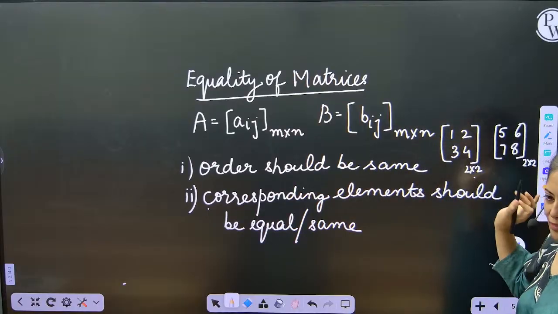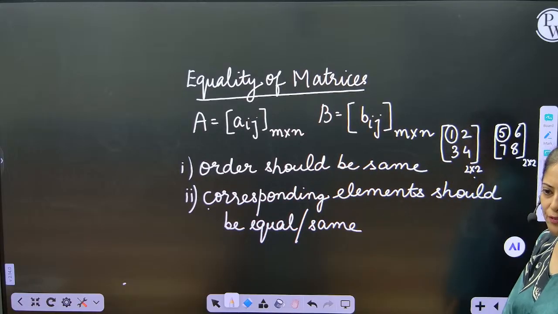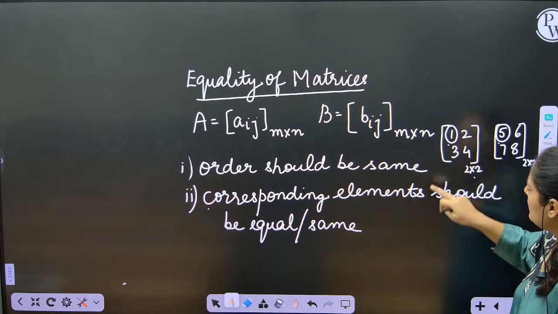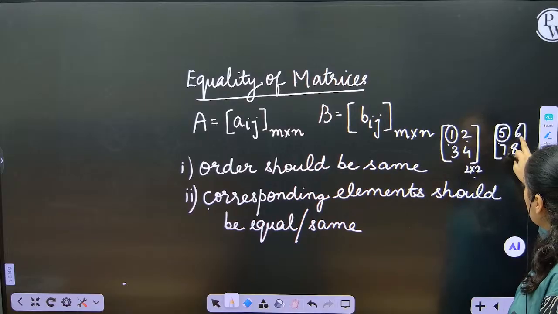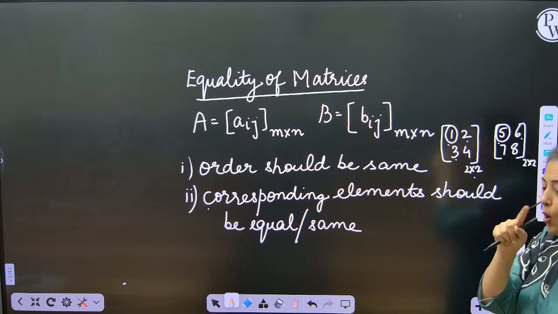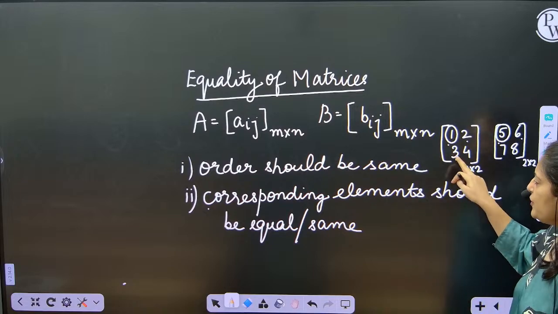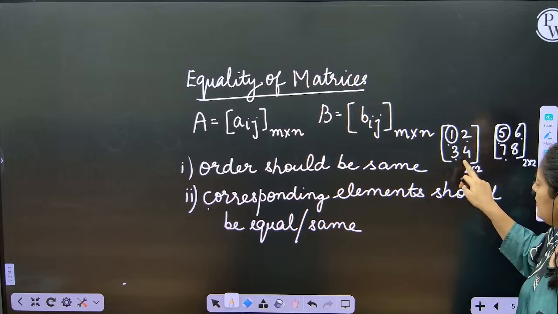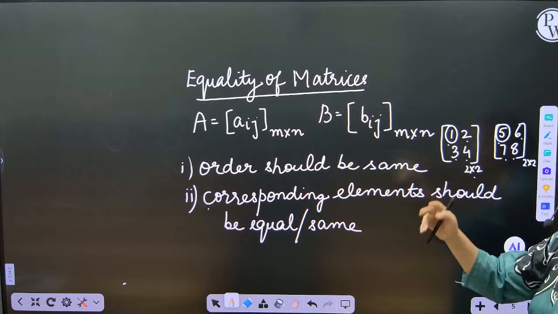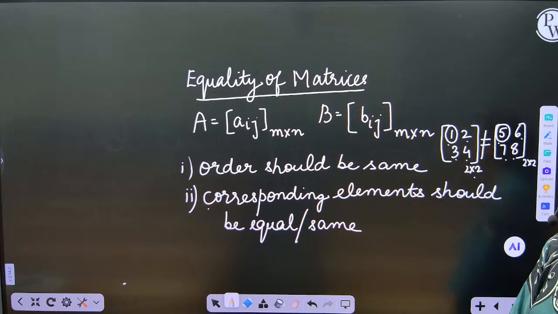Order is same, okay, fine. But corresponding elements are not equal. 1 is not equal to 5. Corresponding means what? First row, first place. First row, second place. Second row, first column. I'm using all the different words, anything which you understand. Second row, second column. So neither of them are equal. So I'll say these two matrices are not equal.